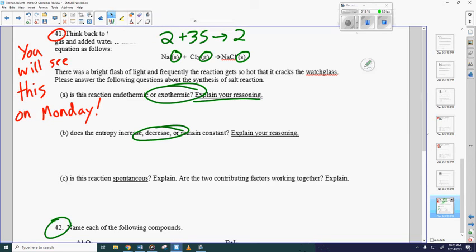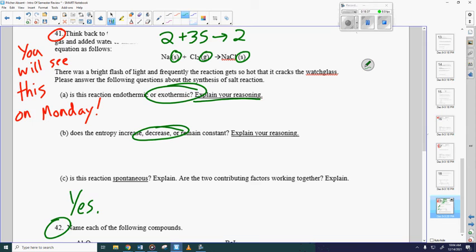Now, was this reaction spontaneous? Did it happen on its own without my continued help? Yes, it did. I did have to sort of start it. I had to kind of push it over the hill. But even if I have to start it, as long as I don't have to keep helping it, it's spontaneous. That means it happens naturally. So yes, it is spontaneous.